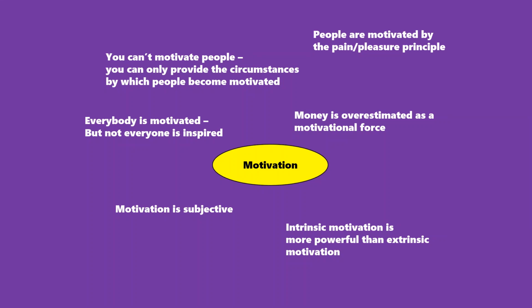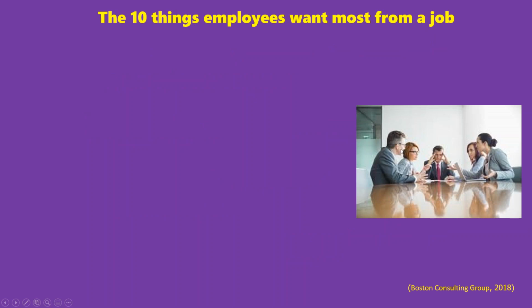So where have we come from so far? We've defined what motivation is, and we've talked about some of the misunderstandings around motivation. So let's move on and start talking about what people want out of their job. Now you can see down the bottom that this is a relatively recent survey, 2018, and it was conducted by the Boston Consulting Group. The Boston Consulting Group interviewed, as I said earlier, 9,000 people, and they were across all industries, 21 industries in fact. They covered government, non-government, and not-for-profit.